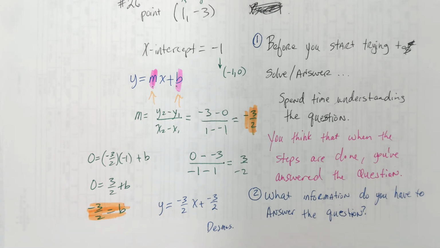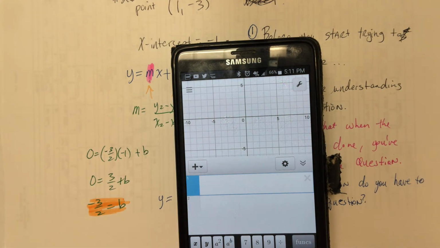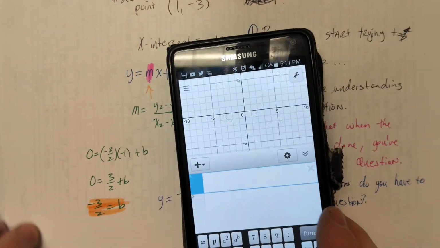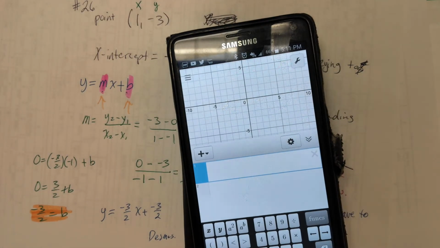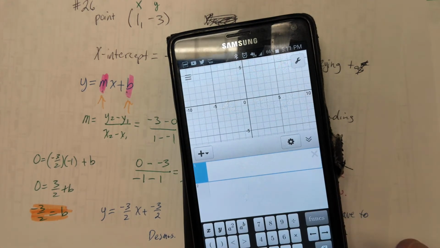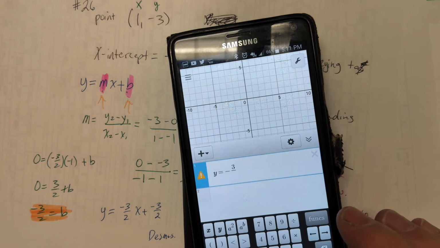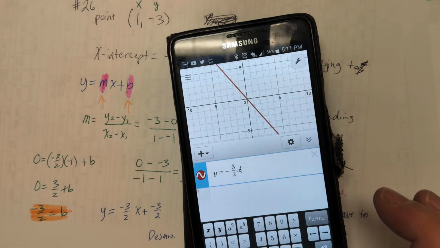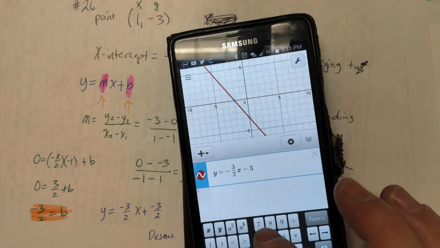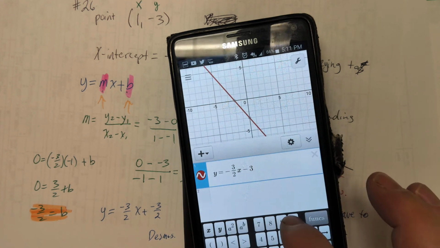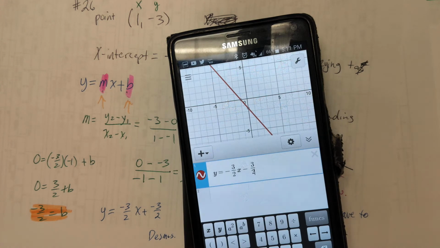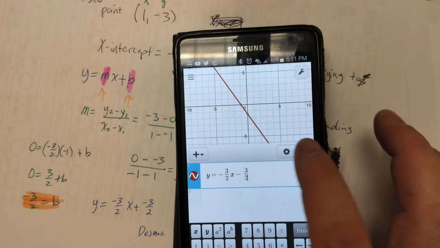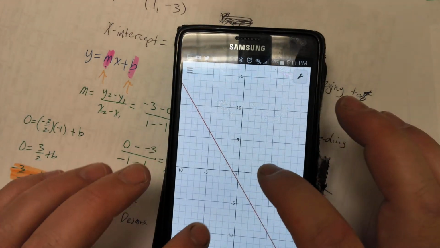Okay. So here's what I'm going to do. This is the app, and if you have this app, it's really nice. I'm going to plug in this: y equals negative 3 divided by 2 times x minus 3 divided by 2. Okay, now I typed it in, and this is my graph.